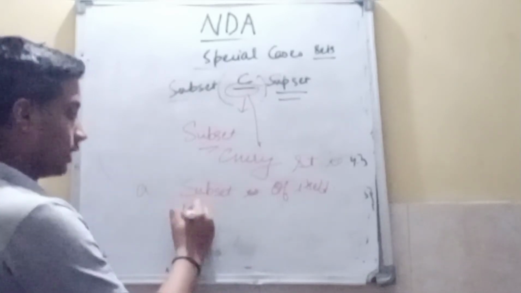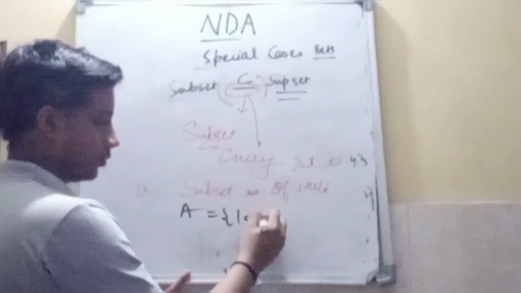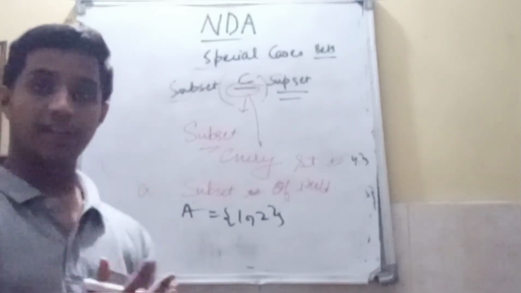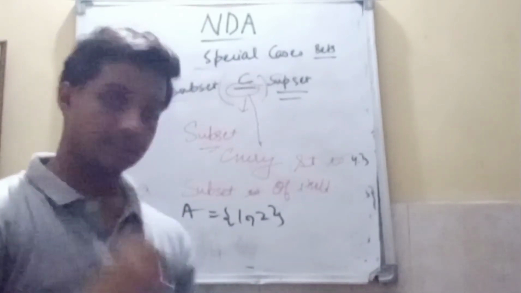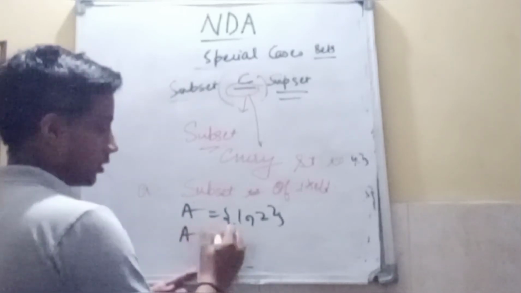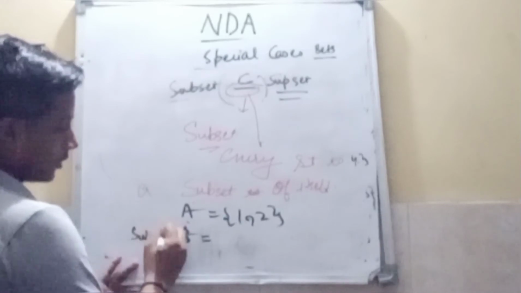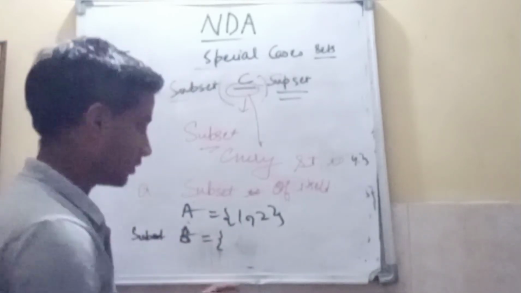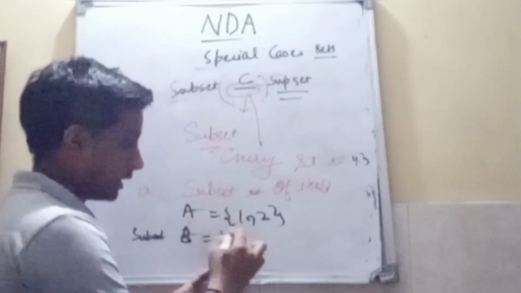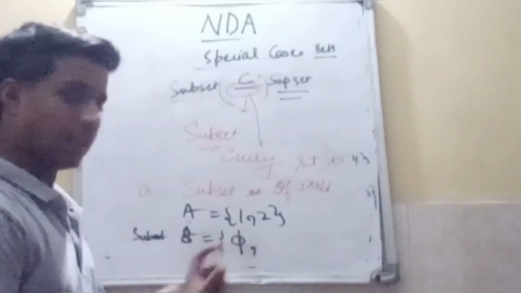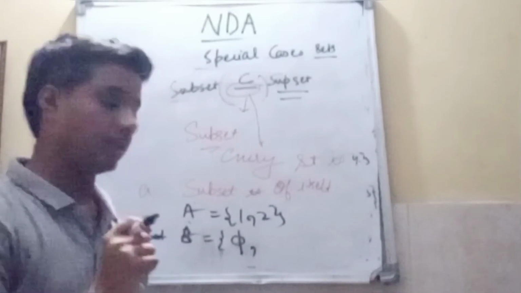For example, if I have a set of 1 and 2, the question would be asking, write all the possible subsets. Let B be the subset of A. The first thing that you have to write is the empty set. I will tell you why. An empty set is a subset of every set.